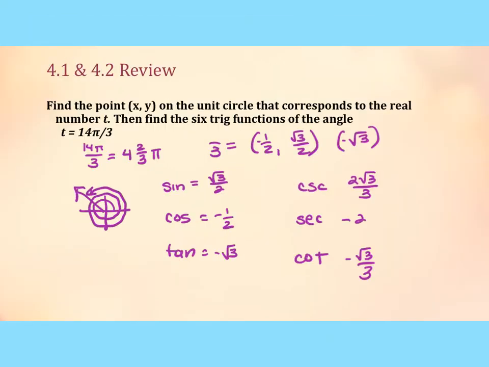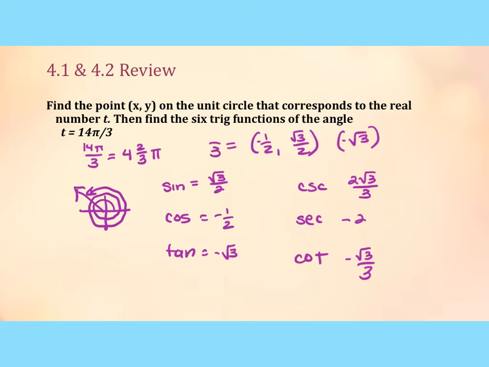All right, the next one is now from 4.2. Find the point on the unit circle that corresponds to the real number t, and then find the 6 trig functions of the angle. So my angle was 14 pi over 3, which converts to 4 and 2/3 pi. Remember, the even whole numbers is on the right. So I would start on the right, and then 2/3 is past a half but smaller than whole, which means second quadrant. And there, my x is negative, my y is positive.